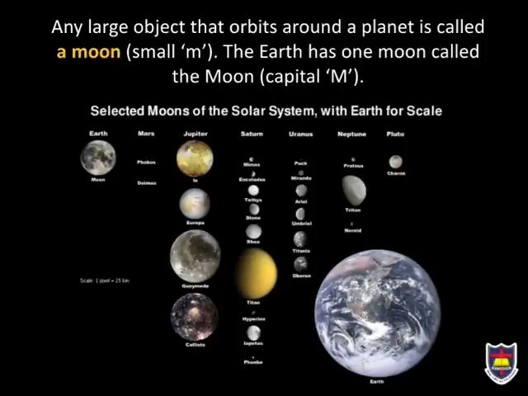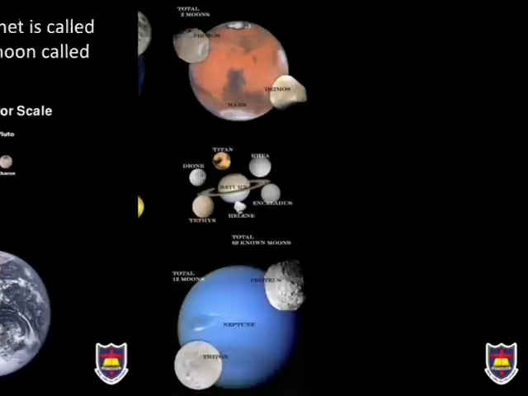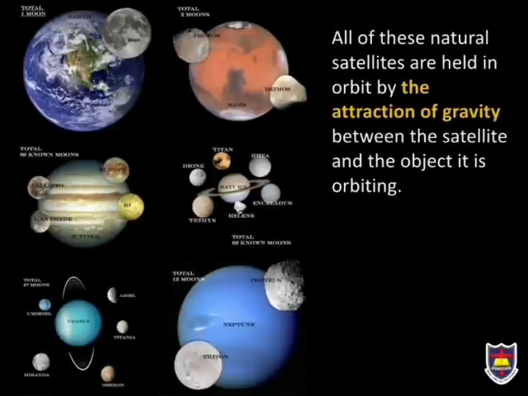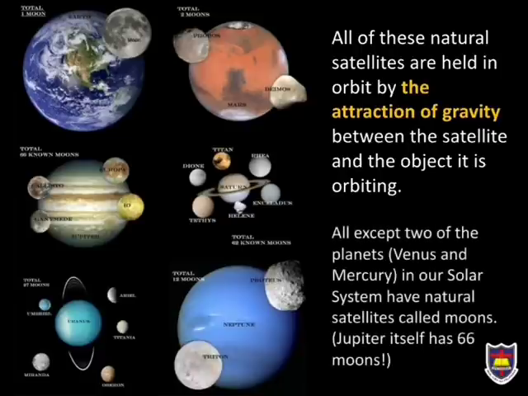All of these natural satellites are held in orbit by the attraction of gravity between the satellite and the object it is orbiting. All except two of the planets, Venus and Mercury, in our solar system have natural satellites called moons. Jupiter itself has 66 moons.